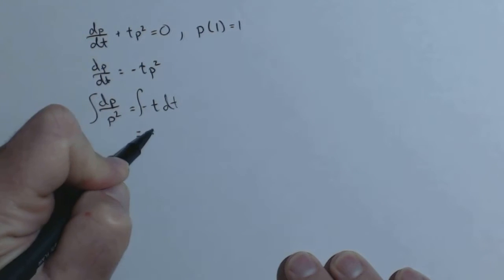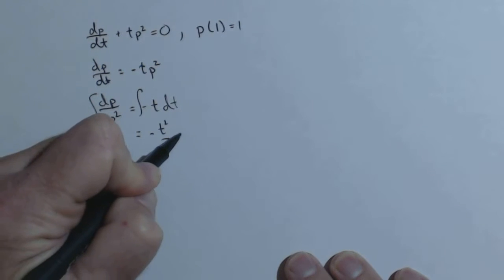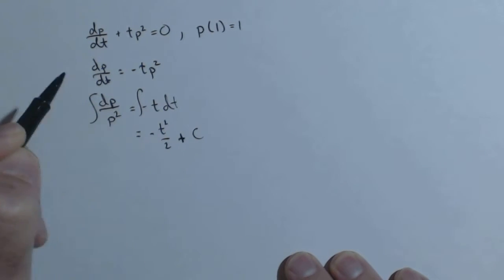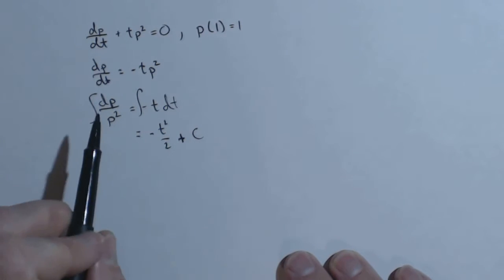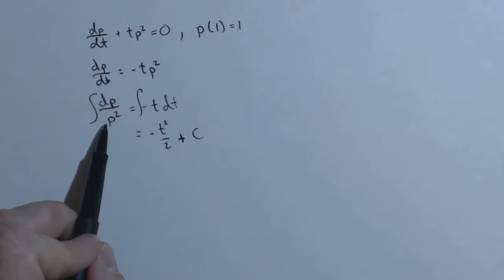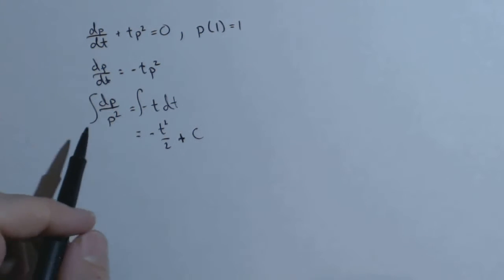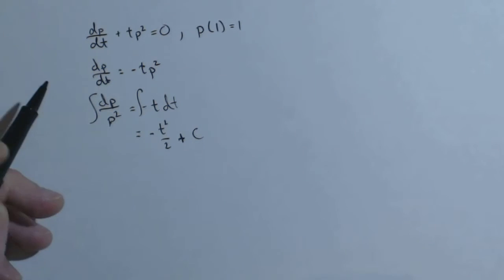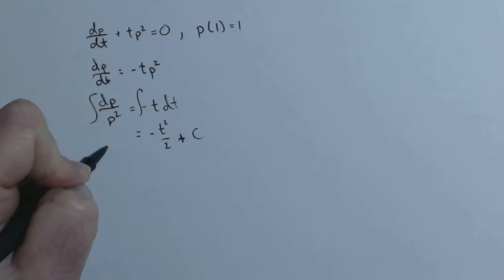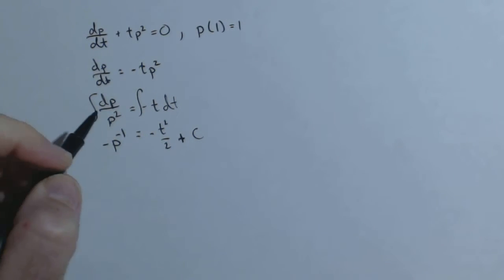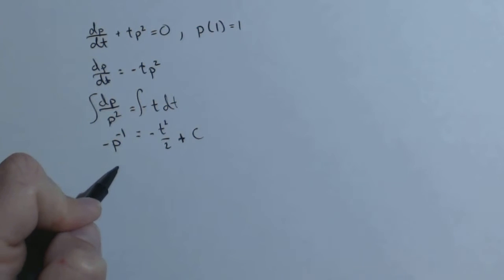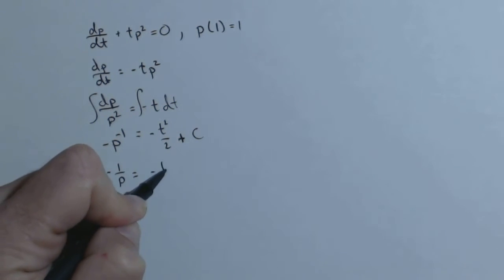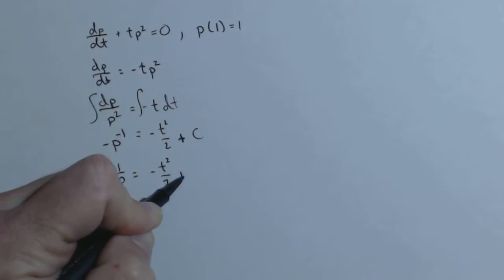The right-hand side's nice and simple. It's negative t squared over 2 plus, we'll call it c for now. This one is actually not bad either, but one thing that happens quite often on this one is a lot of people will do ln of p squared because we have so many solutions with differential equations that involve a natural log. But actually, if we think about what's going to happen here, this is actually a power rule. This is p to the negative 2. So this becomes negative p to the negative 1. So we have negative 1 over p equals negative t squared over 2 plus c.